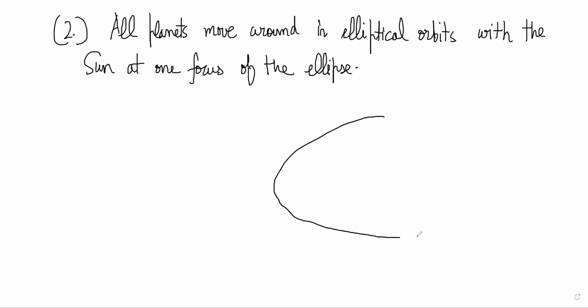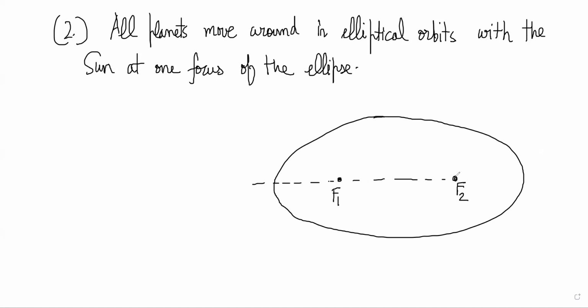An ellipse is a curve like this, and there are two foci for an ellipse, right? You have studied coordinate geometry, right? So the planets are moving around in elliptical orbits. This is the sun, one focus, and the planets keep going around like this.